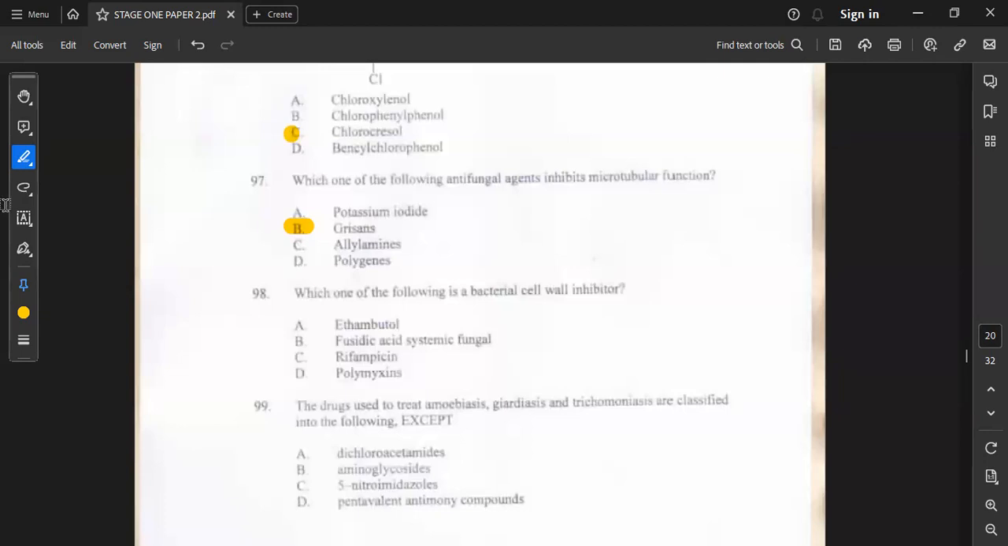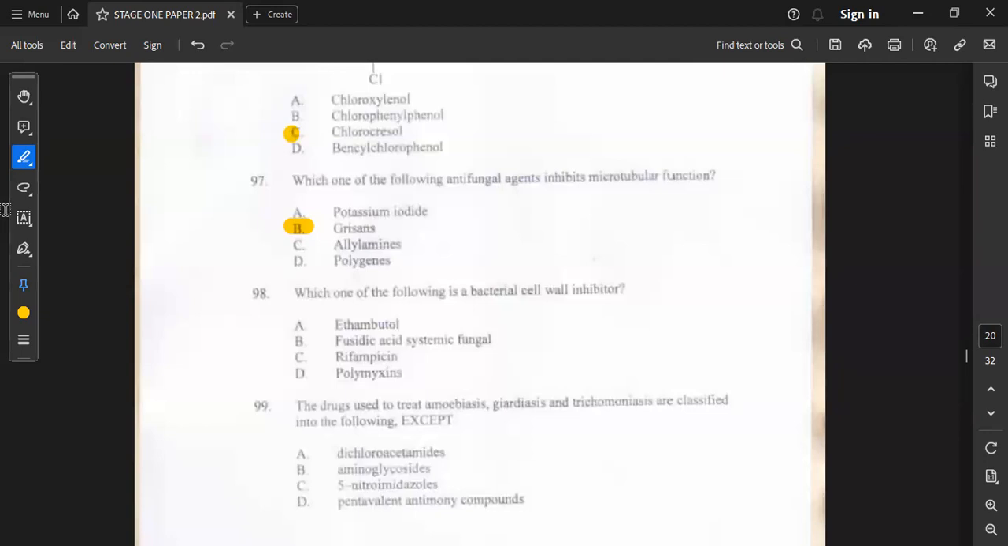For tinea pedis it's 4 to 8 weeks. Tinea corporis and capitis is 4 to 6 weeks basically, but for tinea capitis it can go up to 12 weeks. Yeah, versus 12 months here.